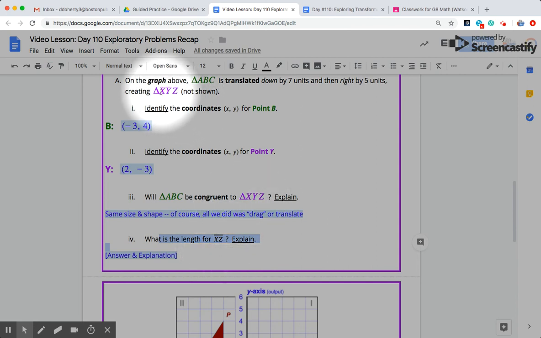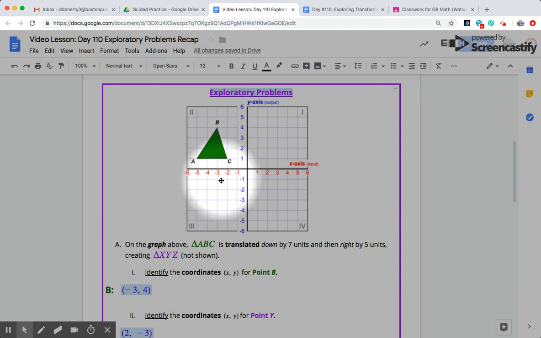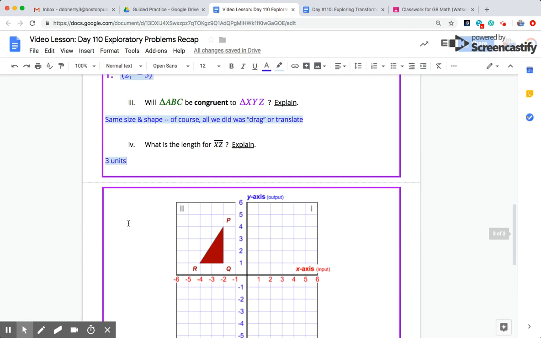Then the trickiest one, part 4, said, what is the length for X to Z, line segment XZ? I know that's going to be the same. XZ is the same as AC. You see X and Z are corresponding to A and C. And if I look on my graph, AC is 3 units long. So the length for AC was 3 units long. The same thing for the length of XZ. It's going to be 3 units long.